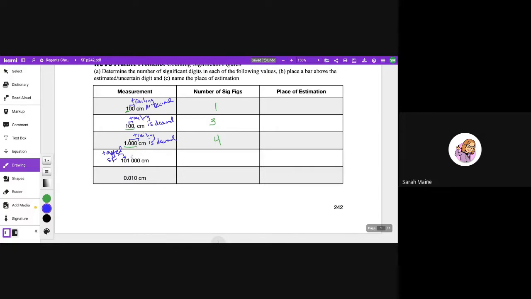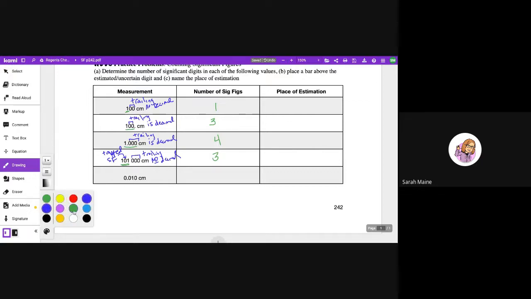But then I take a look at the other set of zeros. They are to the right of the last non-zero digit, so these guys are trailing. But the way this number, 101,000 centimeters, is written, there is no decimal. And because there is no decimal, these are not significant. So underlining, it's the non-zero digits and the trapped 0. These are the only significant digits, and because of that, there are only 3 sig figs in this measurement.